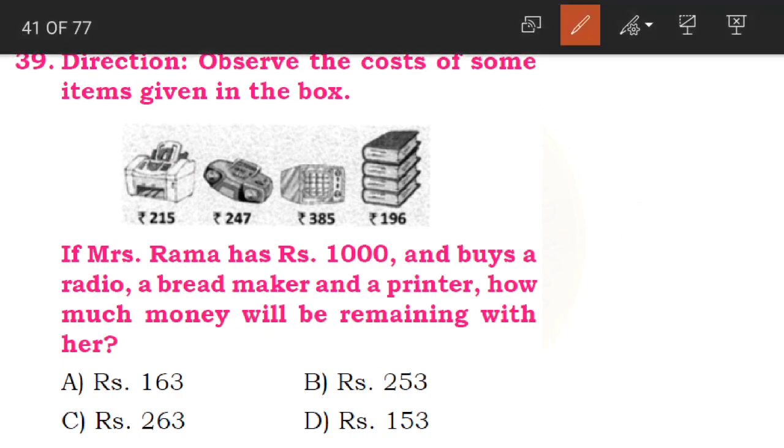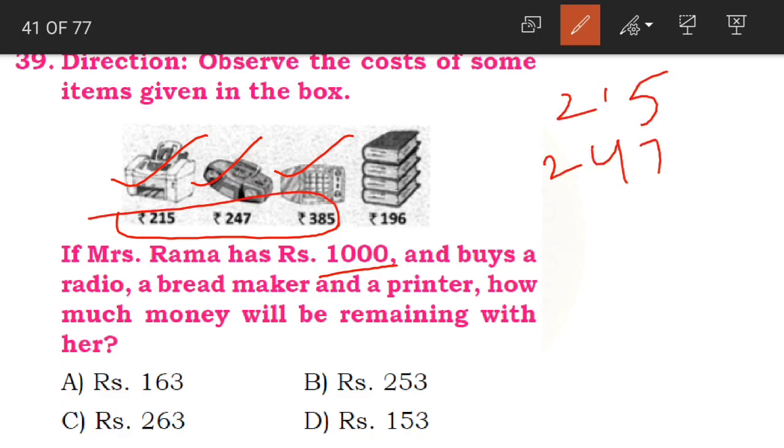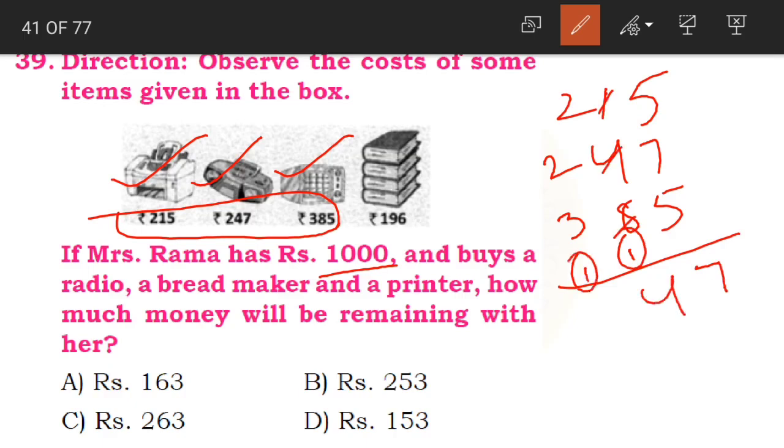Now again, the costs are given, and Ramana has 1000 rupees and buys a radio, a bread maker and a printer. How much money will be remaining with her? We need to add all these together. First we need to find out the total cost. 215 plus 247 plus 385. Here 5 plus 7 plus 5, 17. 1 carry. 1 plus 4, 5. 5 plus 8, 13. 13 plus 1, 14. Again 1 carry. 2 plus 2, 4. 4 plus 3, 7. 7 plus 3, 8.